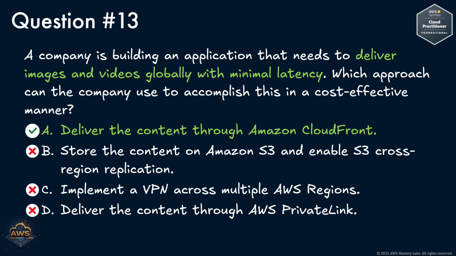Option A. Deliver the content through Amazon CloudFront. Amazon CloudFront is AWS's global content delivery network, CDN, purpose-built to meet exactly this kind of need. CloudFront caches content at edge locations around the world, reducing latency by serving users from the location nearest to them. It offloads origin traffic, integrates natively with S3, supports HTTPS, and offers granular control over caching behavior and access. It's also cost-efficient, as it reduces both origin reads and long-distance data transfer.